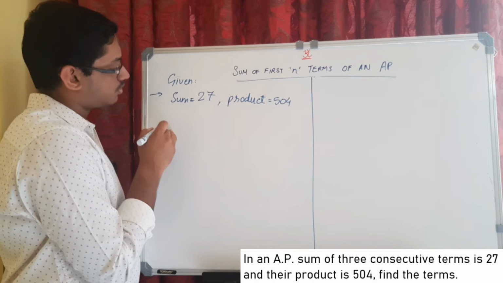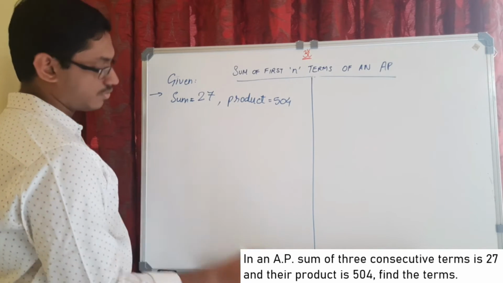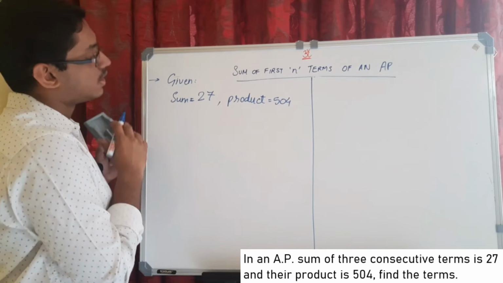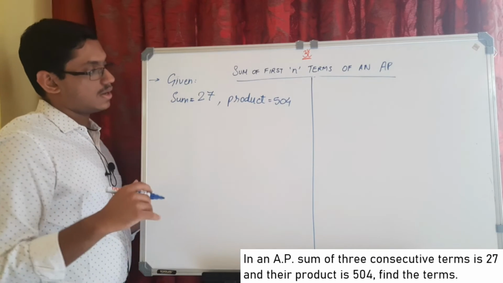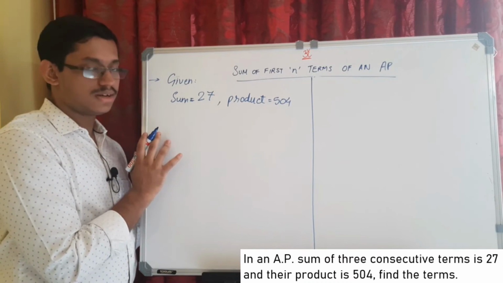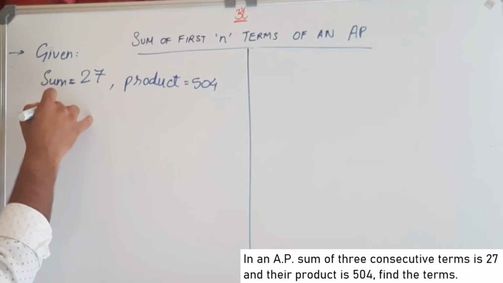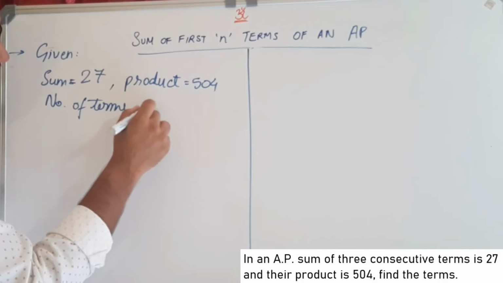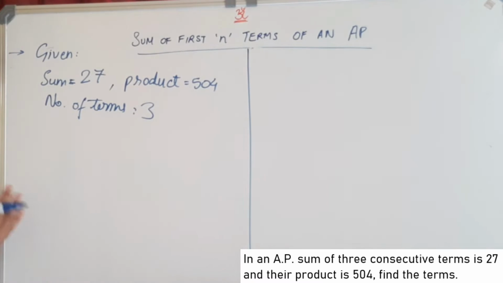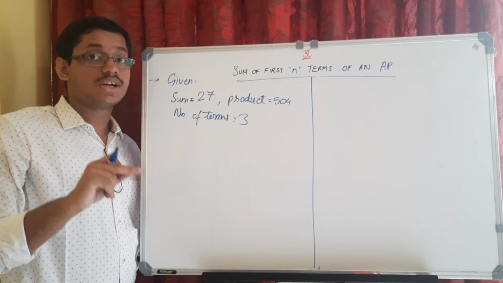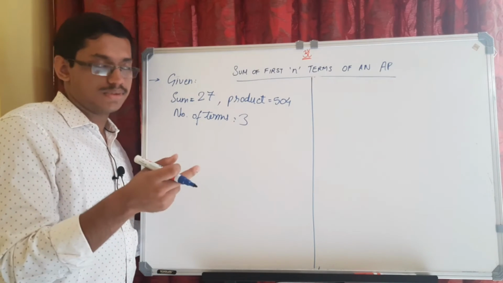Now we will have to find the solution here. How will we find? See, in such cases where sum is given, product is given, and yes, the number of terms is also given, which is 3. Sum and product are given. Then as per the number of terms, you have to define the terms.